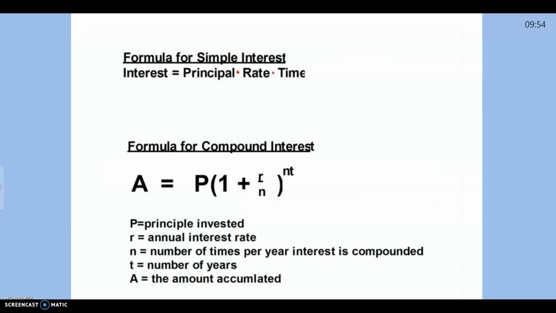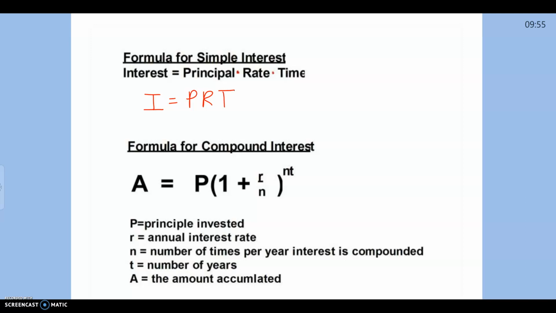So the formula for simple interest is interest equals principal times rate times time. So I equals PRT, okay? Principal times rate times time. Now, compound interest is a little fancier. That's your A equals P times (1 plus R over N) to the NT. Now, all of these are great formulas if you know what everything stands for.